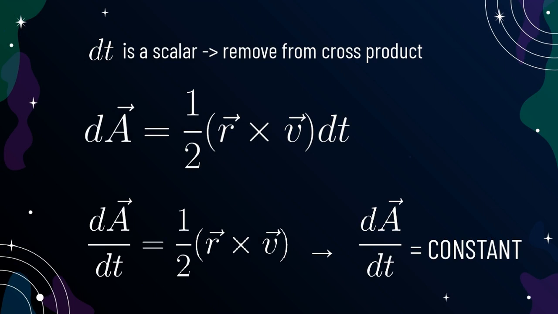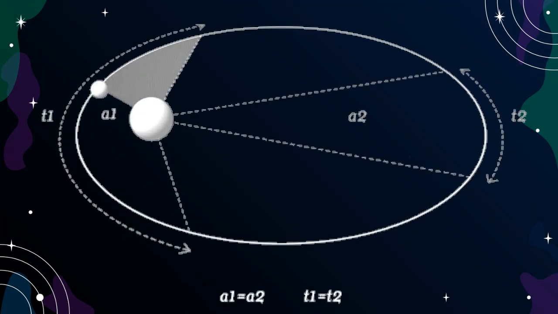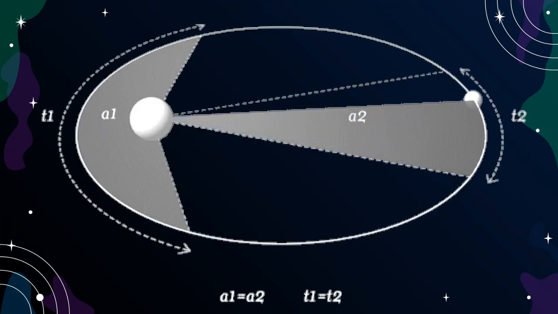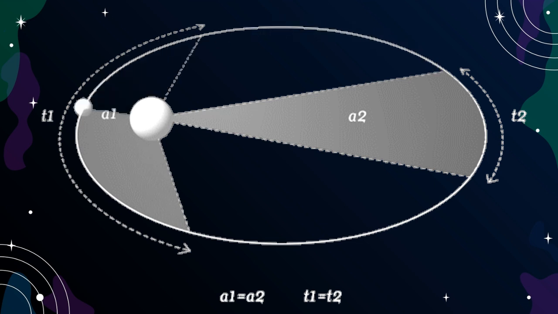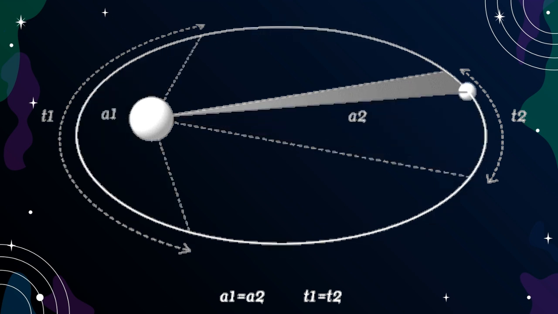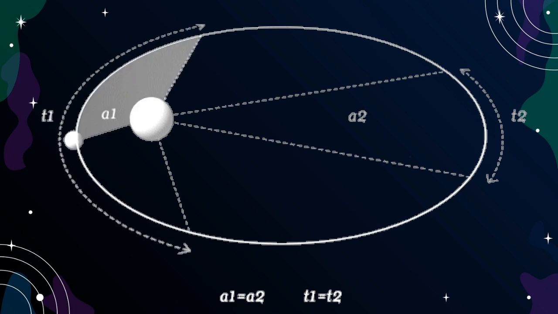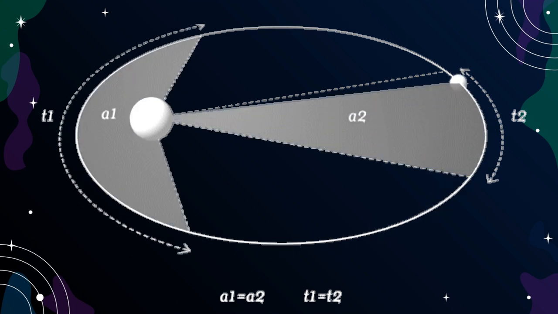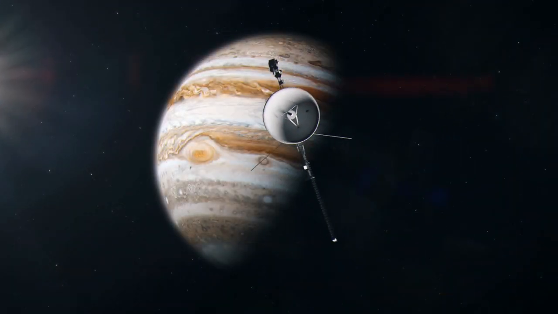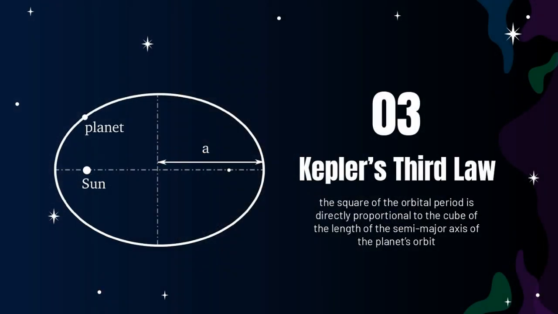Earlier, we proved that the cross product of r and v is constant. Therefore, the area swept out by a planet will also be constant, or the same, for equal periods of time. The practical application of this law is that as a planet moves closer to the Sun, its velocity increases to compensate for the shorter radius to fulfill Kepler's second law. This can be applied to all orbiting objects, even spacecraft that receive gravitational slingshots.